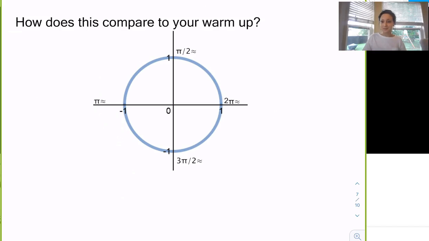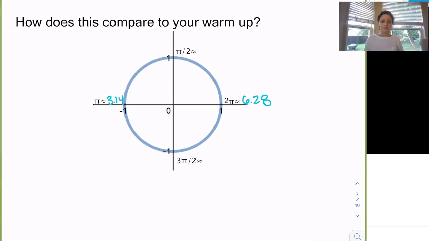Okay, so how does this compare to that warm-up we did? Well, we just saw that a full rotation is going to be about how many radians, or how many of those radii do I have to take to stretch all the way across. So it was about 6. It was exactly 2 pi, which is 6.28 approximately, right? Half a rotation was a little bit more than 3. It was exactly pi, so 3.14.